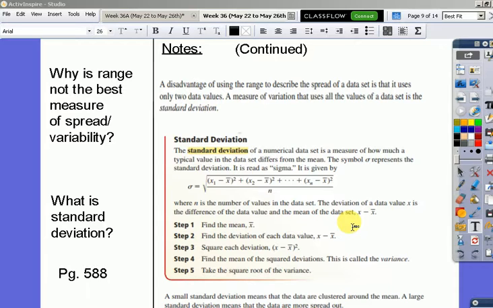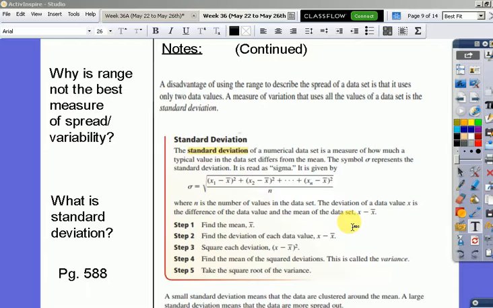Now, again, it looks a bit confusing. It says that the symbol sigma represents the standard deviation. It is read as sigma. It is given by the following. Where n is the number of values in the data set, the deviation of a data value x is the difference of the data value and the mean of the data set.